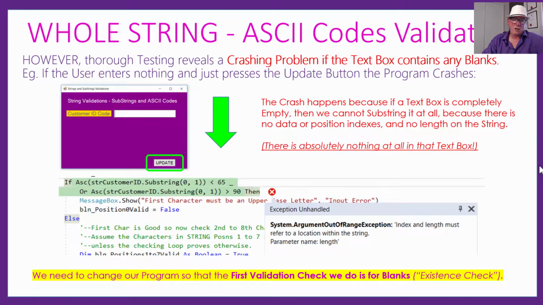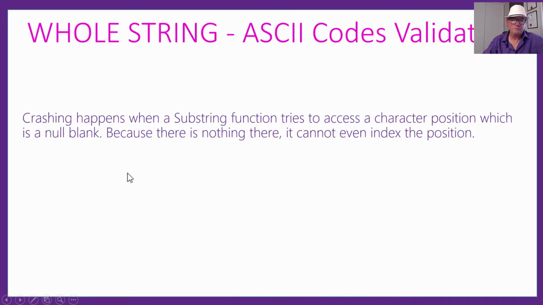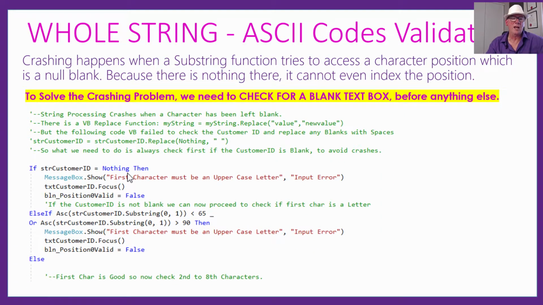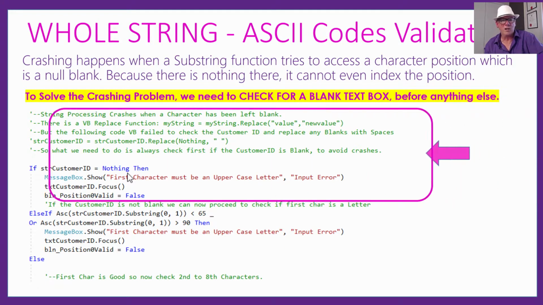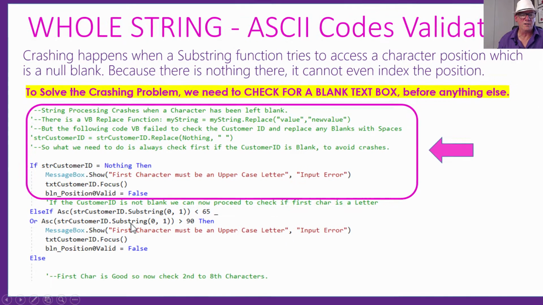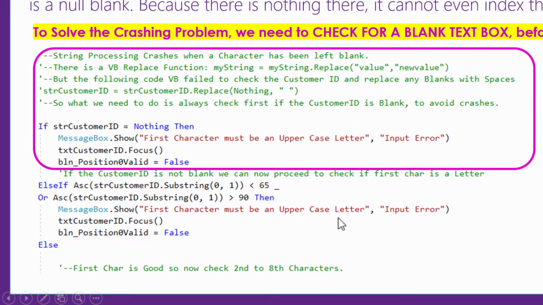So we need to change our program so that the first check we do is to make sure that's not empty. All right, do the existence check. So we're going to have problems with it crashing, so we put in a check to check that it's blank. In front of our previous code, where we were doing all our ASCII number checking to check that it was an uppercase letter, if it was outside that range, it wasn't going to be good and we're going to make an error. Before we do that, we just better check to make sure the thing isn't empty.